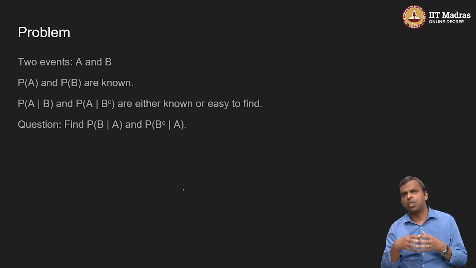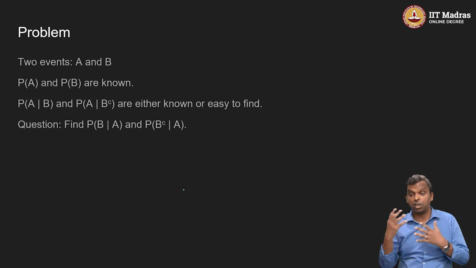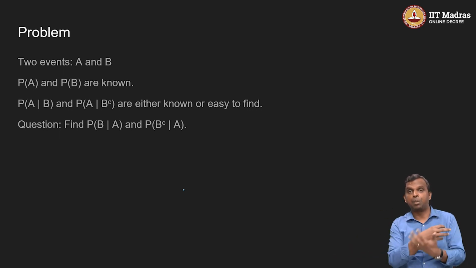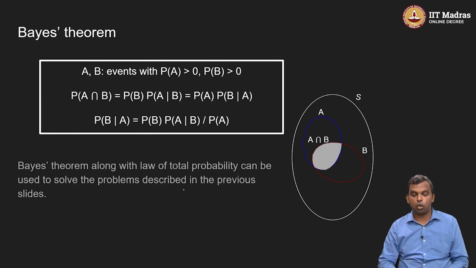Notice the conditioning on A is a different probability space, isn't it? It's a different conditional probability space. Conditioning on B is a different probability space. Are these probabilities related? If you think about it, they are related, and that relationship is exploited and specified as Bayes' theorem. Bayes' theorem is stated as follows.